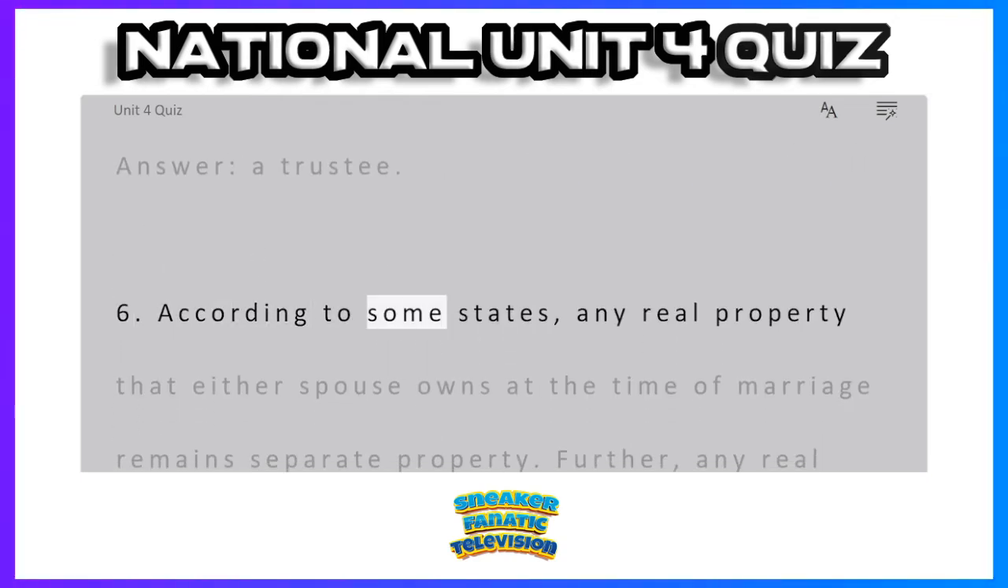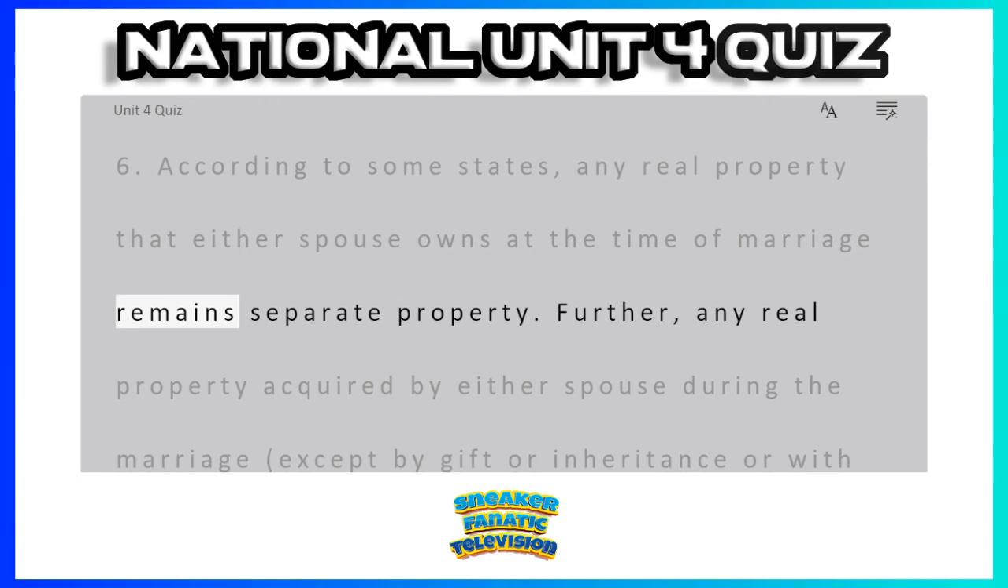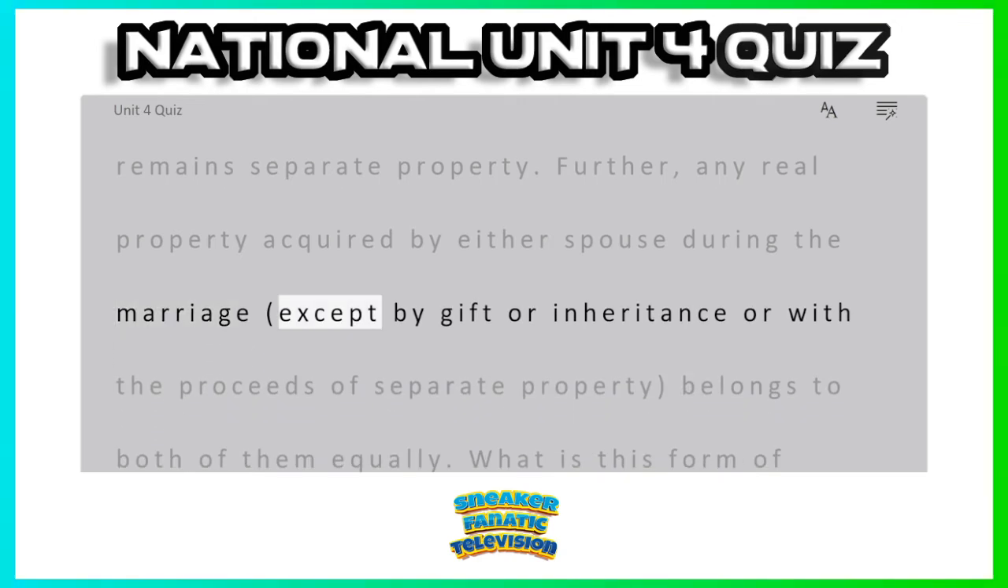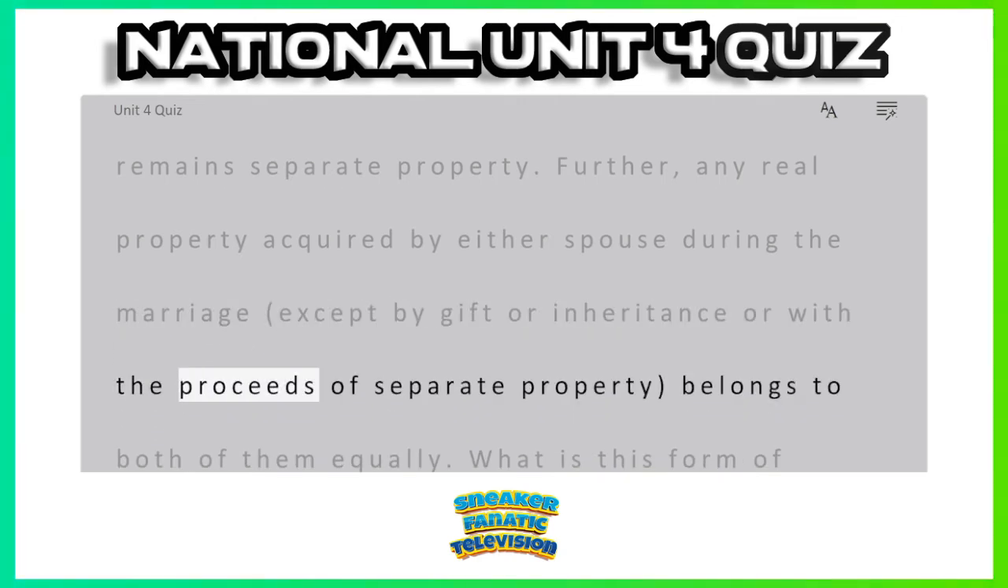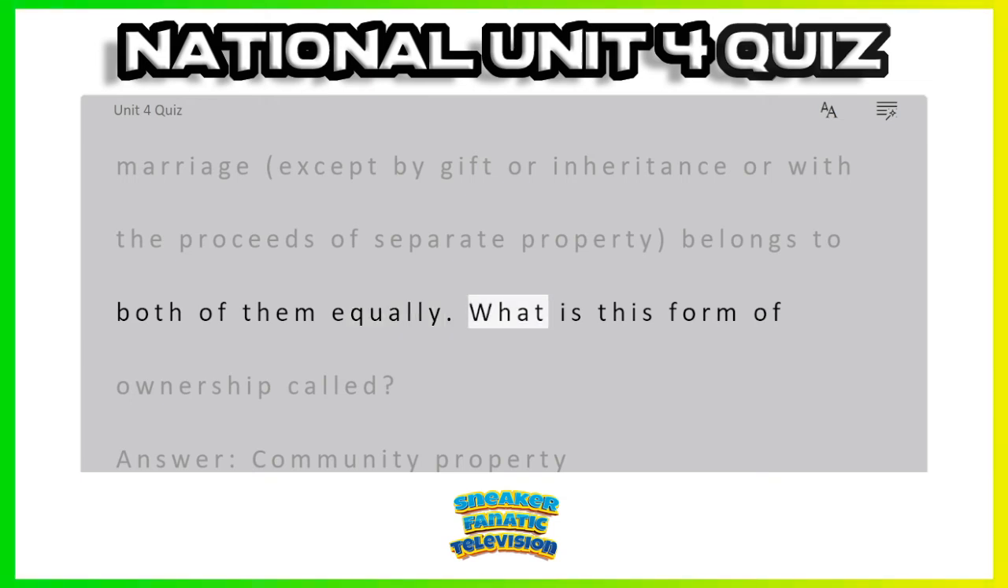6. According to some states, any real property that either spouse owns at the time of marriage remains separate property. Further, any real property acquired by either spouse during the marriage, except by gift or inheritance or with the proceeds of separate property, belongs to both of them equally. What is this form of ownership called?